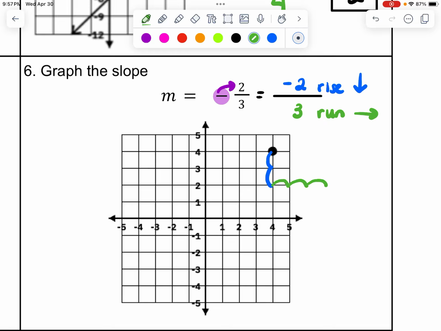Let's just pretend that it keeps going. And we end up with a point over here. We could repeat that. We could go down 1, 2 more, and then go 1, 2, 3. Again, you'll notice that all of these points end up in a straight line, which is good because the whole point of this is that we're graphing slopes, which only work for linear functions.